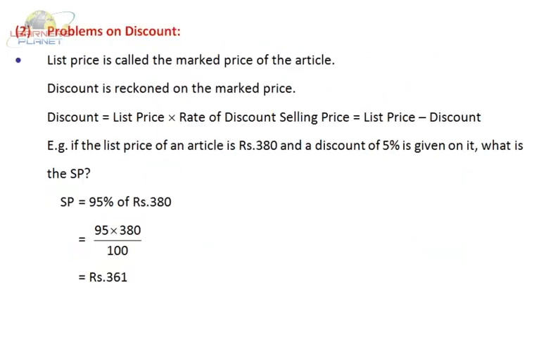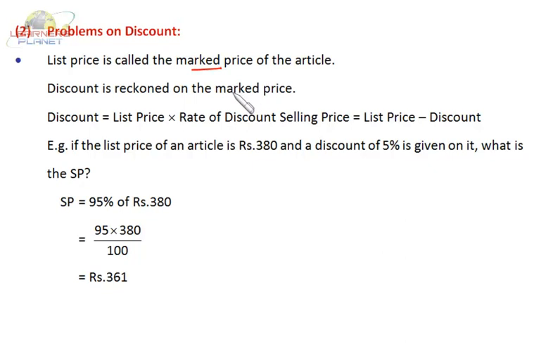Friends, apart from profit and loss, in any transaction, we'll be dealing with discounts also in this chapter. So what is discount? List price is called the marked price of the article. In other words, we can say the printed price of the article. Friends, there is always a seasonal discount on commodities. Suppose you are going to the market, maybe you are buying some garments. Always there is a discount of 20%, 25%, 30%, buy one get one free, and various other types of discount. And always the discounts are calculated on the marked price, or we can say the printed price.